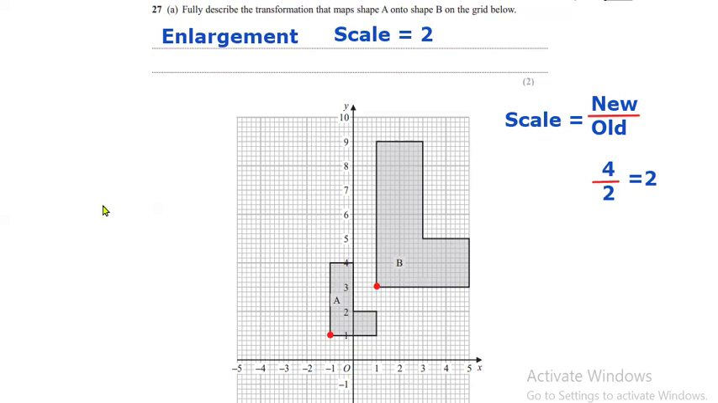Now let's find other points, for example this point. It's on the top left, same idea on the other shape, top left. These two points are corresponding points. You don't need a lot of points. Only two pairs of corresponding points will help you find the center of enlargement.